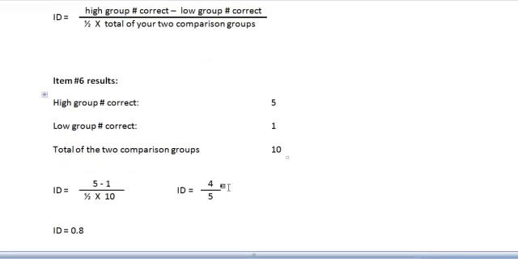Now, let's substitute the numbers. The ID in this case would equal 5 minus 1 divided by half times 10. That means that the ID is 5 minus 1 equals 4, and half times 10 equals 5. That means that our ID is 4 divided by 5, which is 0.8.